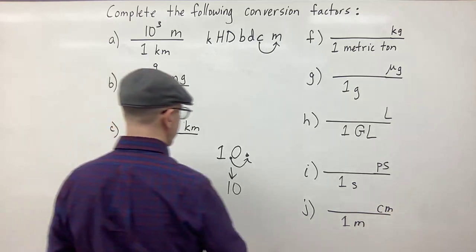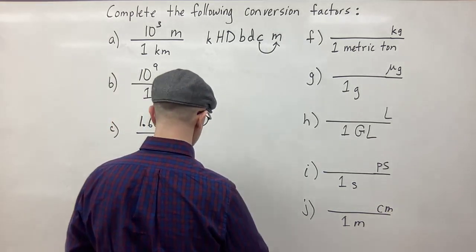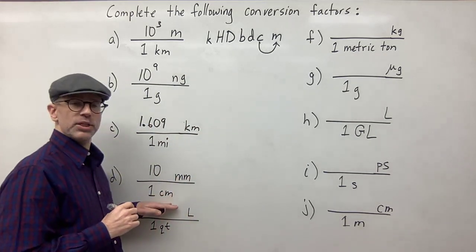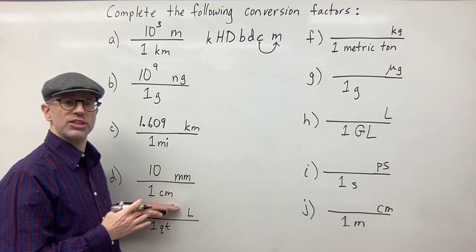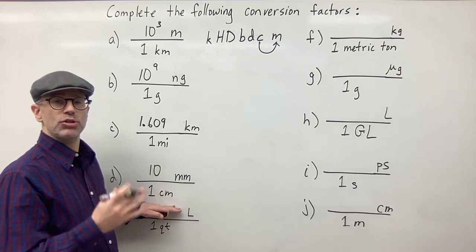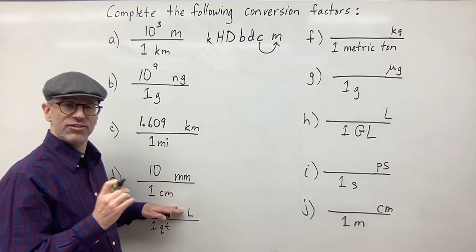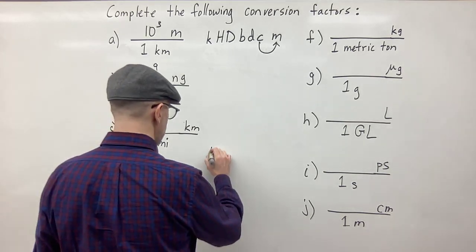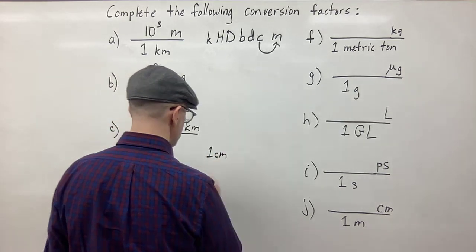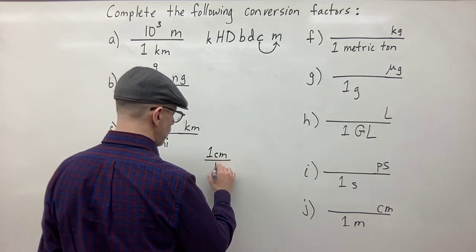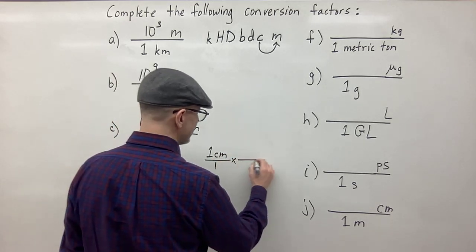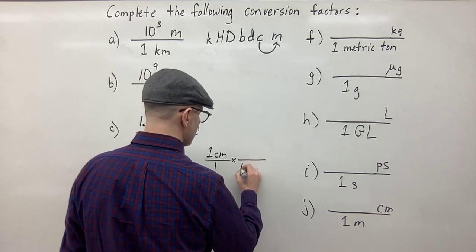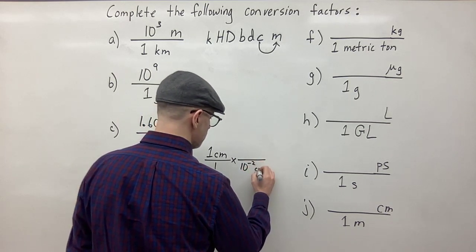The other way is to use conversion factors, right? So whenever you're converting between two metric units with prefixes, you have to use the base unit as a middleman, right? So I'm going to take 1 centimeter over 1. I'm going to convert that to meters, the base unit. So on the bottom, I'm going to have 10 to the negative 2 centimeters.